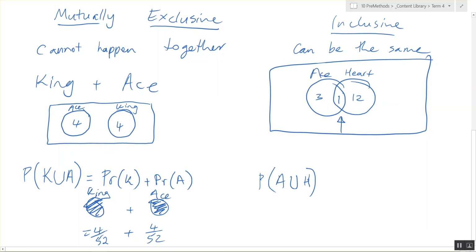Okay, now we have 2 circles overlapping. So we have the probability of an ace plus the probability of a heart minus the probability of an ace and a heart.